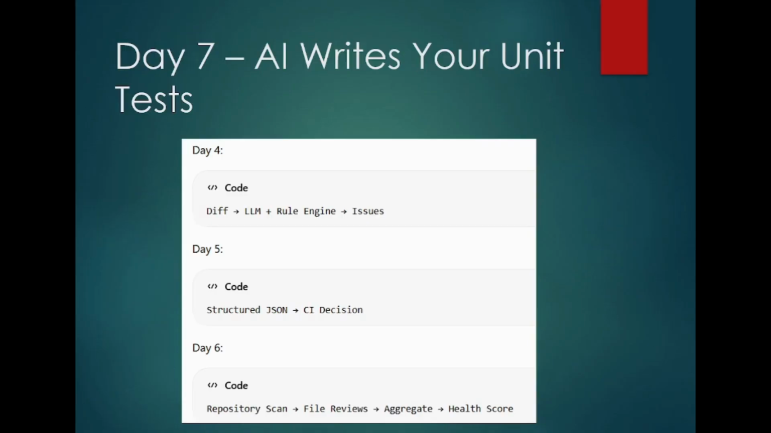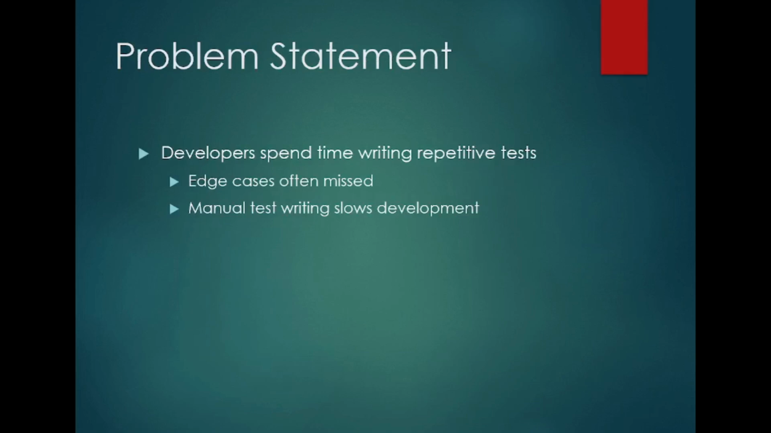On day 4 we came up with the PR, like a diff of the file. We are using the LLM here, Ollama, where we apply the rule engine so that we can find the issue. In day 5 we did CI/CD, and in day 6 we worked on the structural repo, where developers spend time writing repeated test cases.